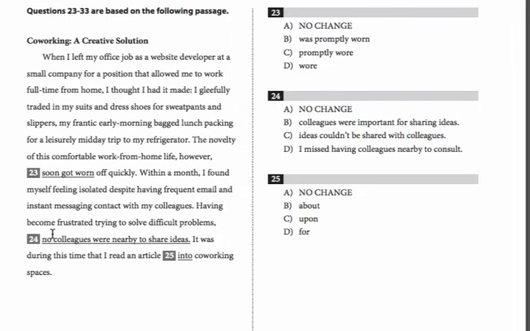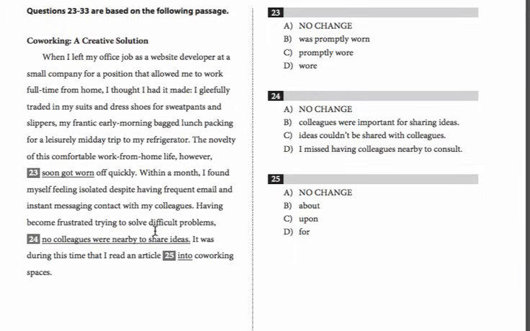So what I have is no change, "no colleagues were getting frustrated," that's wrong. Colleagues, that's wrong. Ideas weren't getting frustrated, but I was getting frustrated. I missed having colleagues nearby to consult. So D is the answer here. And again, because all three of these don't fix the main error of misplaced modifier, you need to have whatever's becoming frustrated right after the comma. Only this fixes the issue. These guys are dead.